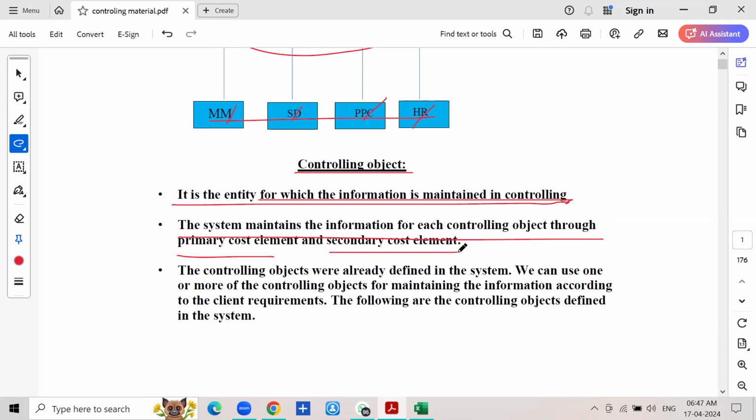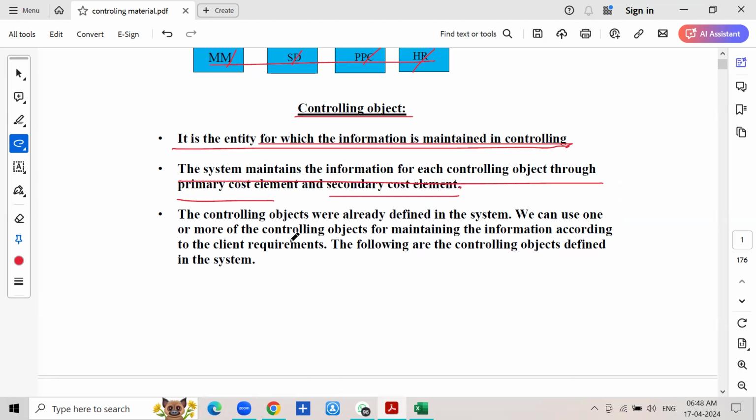So what is primary cost element and secondary cost element? We will discuss that in cost element accounting, right? Cost element accounting is the first module and base module for all the other modules in controlling. At that time, I will explain what is primary cost element and secondary cost element. Then the controlling objects are already defined in the system. We can use one or more of the controlling objects for maintaining the information according to client requirements.